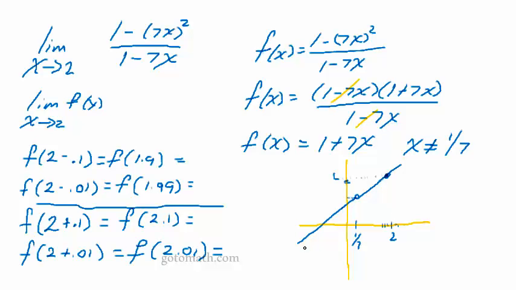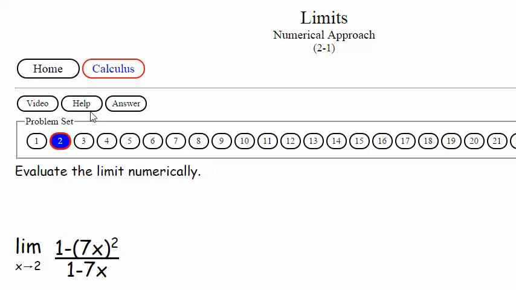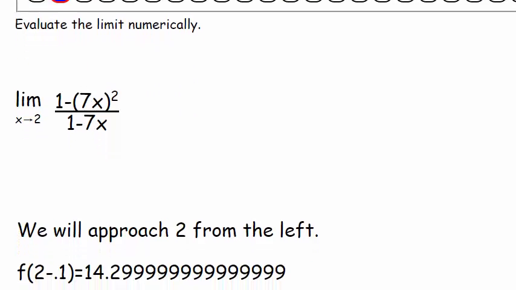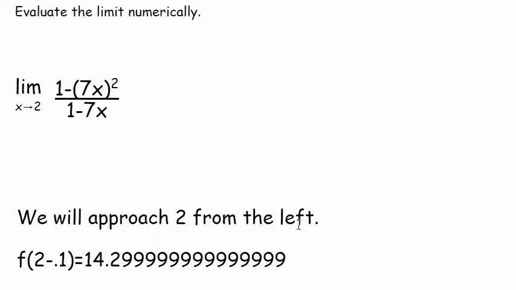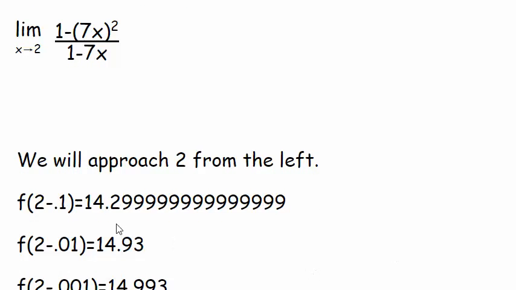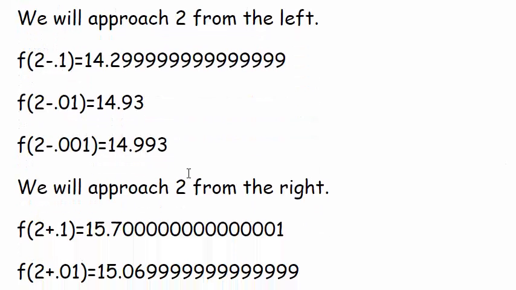Now let's move back to the web page, and I'm going to hit help here and hopefully we're going to be able to take a look at that. So we're approaching 2 from the left hand side. As you can see here, we got 2 minus 0.1, which gives 14.29. We're getting closer and closer to 2 from the left hand side, and we can get an idea of what this number is going to end up being. If we let it be 0.000001, we get an idea of where this number is converging towards, and it looks like it's converging towards 15 to me.